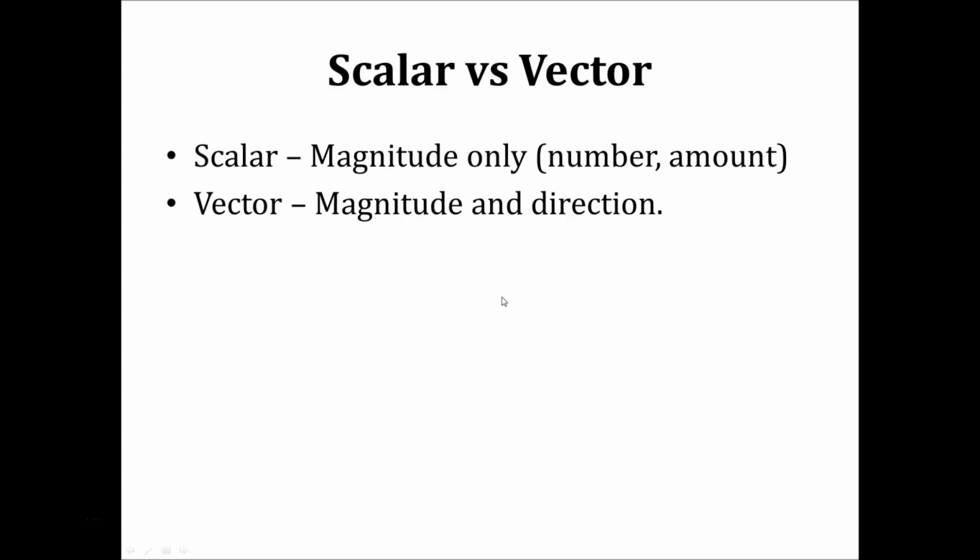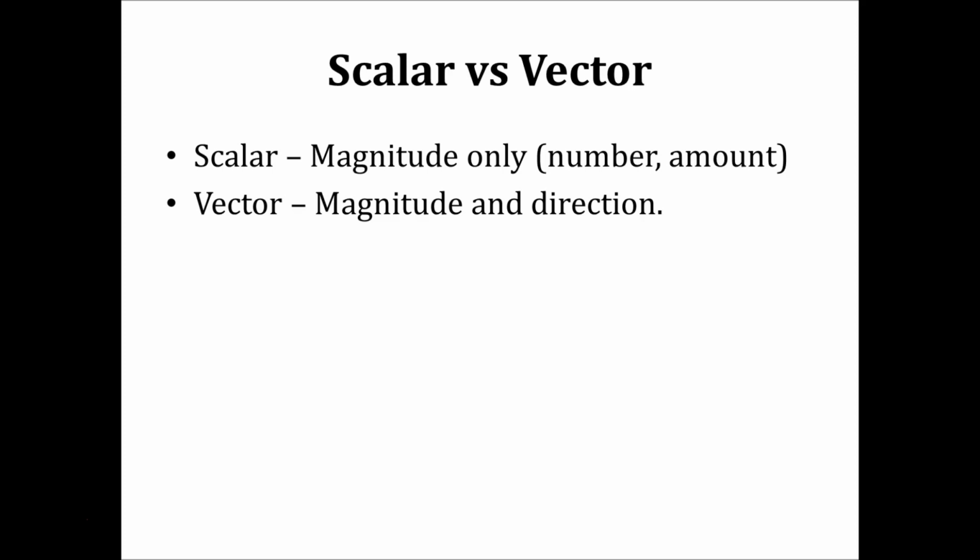Next, we're going to look at the difference between scalars and vectors. Something is considered a scalar if it has magnitude only, and magnitude simply means the amount or a number. So 5 meters, 1 meter, 2 meters. This would be magnitude or scalars.